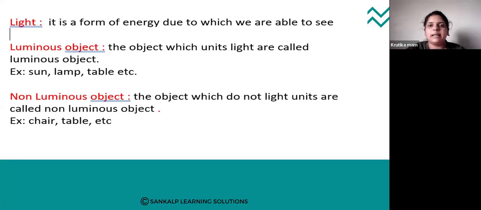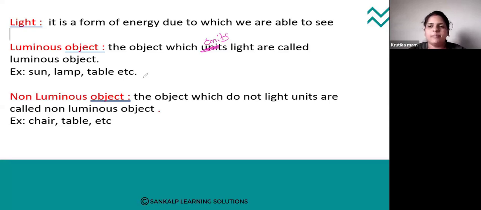Which emits light, that is called what? Luminous object. The object which emits light is called a luminous object. For example, the sun. For example, in a room, if there is a bulb or a lamp, what does it do? It emits light, right? So here, luminous object means what? These are the objects which emit the light, called luminous objects.